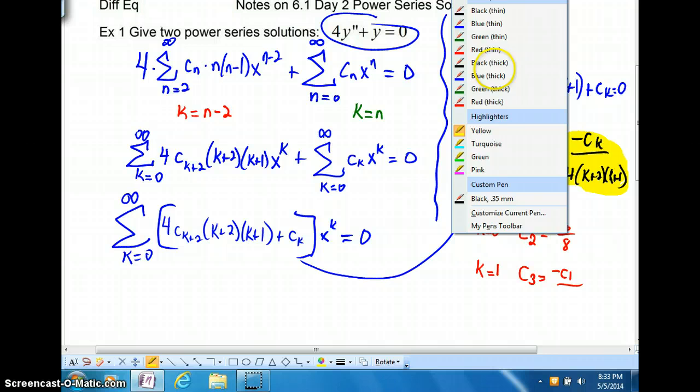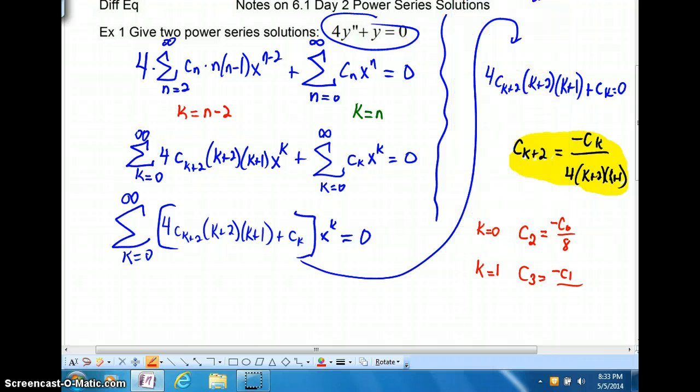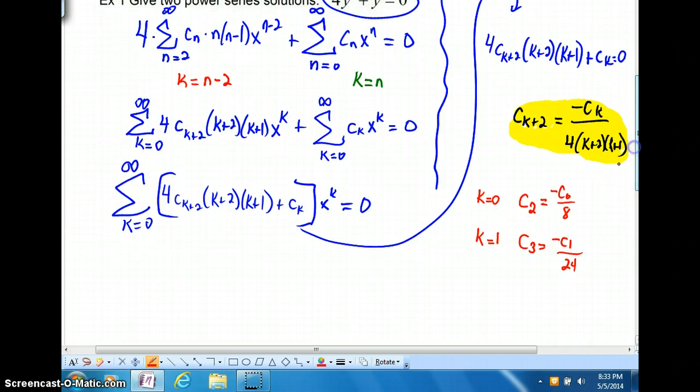I'm just going to keep plugging in different k values to generate a c sub 2, c sub 3, and so forth. If you let k equal 1 down below, I believe you'd get 24, because 1 plus 2 is 3, 3 times 4 is 12, 1 plus 1 is 2. Now, what I hope is immediately apparent is that k equals 1 is not going to lead us to a statement about c sub 0, but c sub 1.